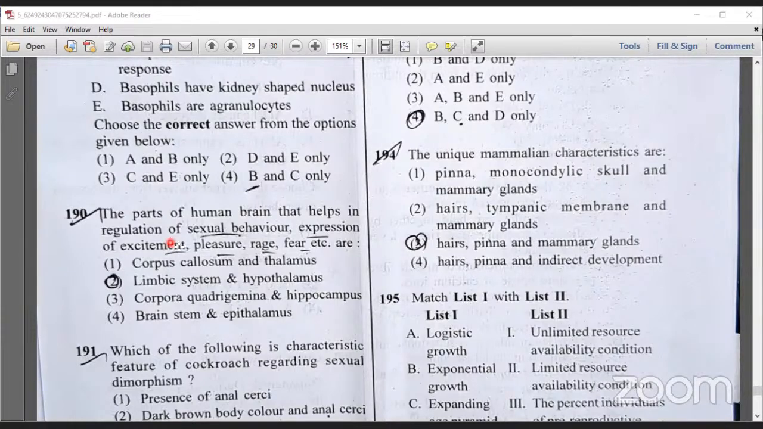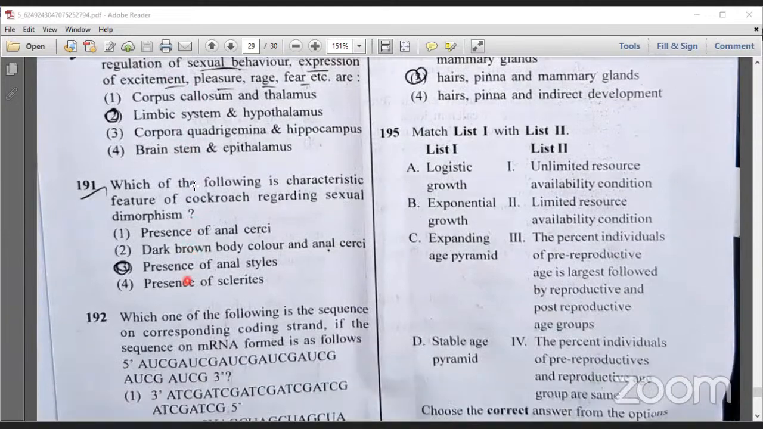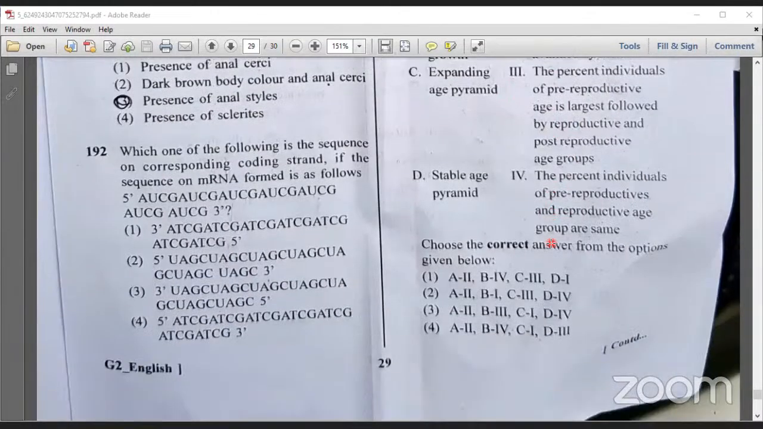And 191, which of the following is the characteristic feature of cockroach regarding sexual dimorphism? When we talk about this question especially, it is the anal style. So the presence of anal style is the indication of sexual dimorphism in cockroach.